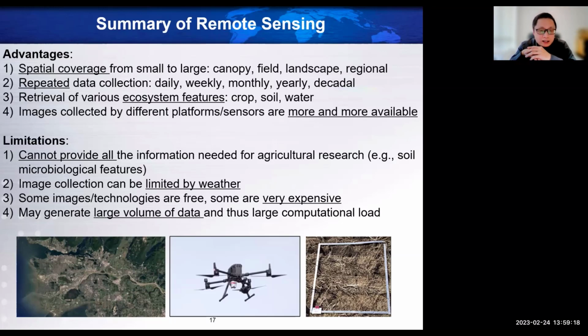Some of the techniques are very expensive, such as advanced sensors. The hyperspectral sensor will be very expensive. If we also want to collect commercial, very high spatial resolution satellite images, such as 15 or 30 centimeters, that will be pretty expensive. Also, if we want to cover a large area, we need to collect lots of data, and that will generate a large volume of data and also a large computational load. So it will be difficult for storage and processing.